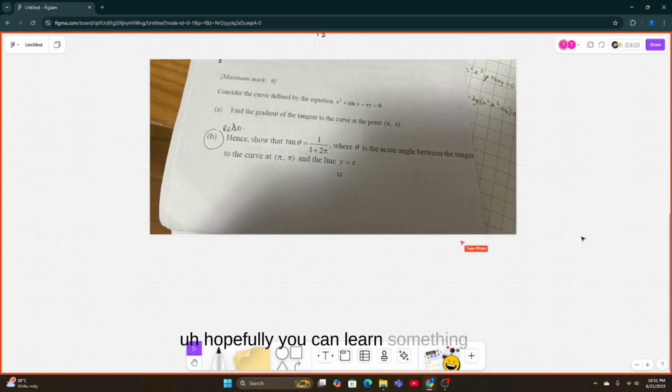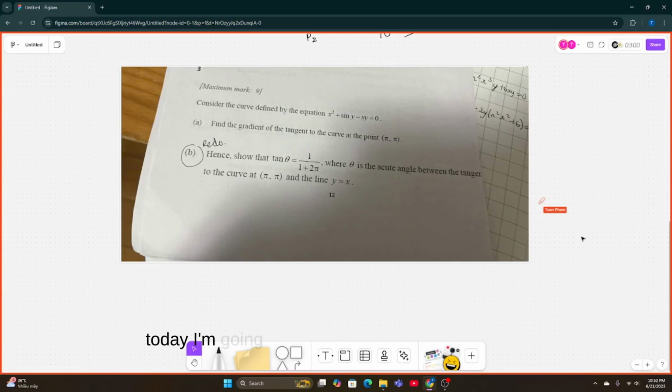Hopefully you can learn something as well, because this one has to do with something very common, which is the derivative, and the application of the derivative, which is the tangent line. The only thing that separates this question from being an SL question is it involves a concept called implicit derivative. So today I'm going to show you how to attack and tackle this type of question, and how we can approach and solve this the right way.